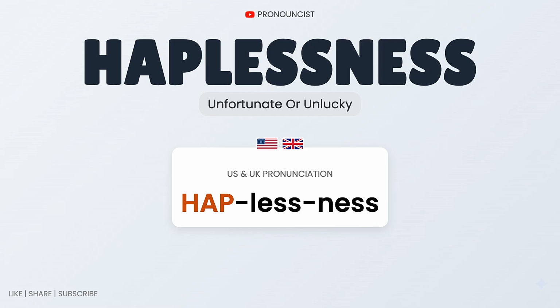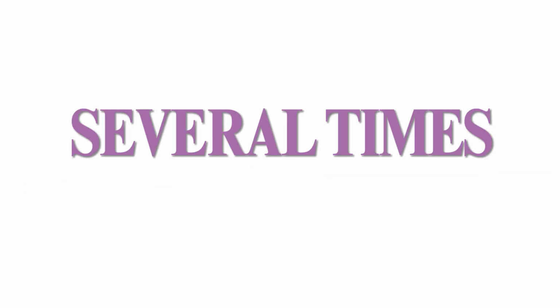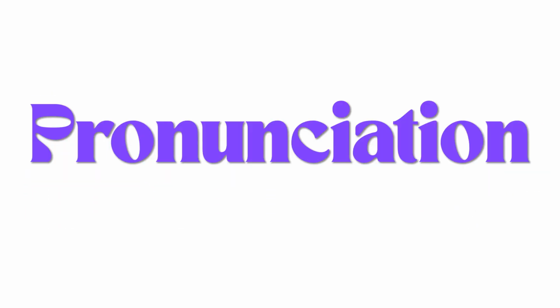Hap, less, ness, haplessness. Practice repeatedly and you'll soon be able to say this word perfectly. The best way to practice is to repeat the syllable multiple times. The meaning of the word is unfortunate or unlucky. Try repeating this word several times to improve your pronunciation.